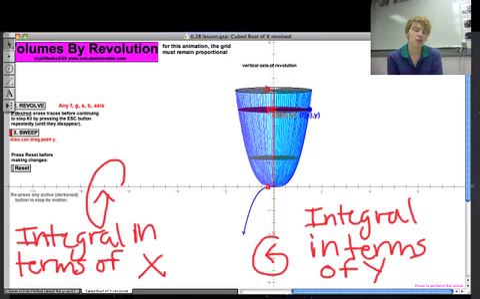So you just have to pay attention to your story problems. You have to read them carefully. If it says revolve it around the x-axis, use your x variables. And if it says revolve it around your y-axis, use your y variables. And you kind of get an idea for this.